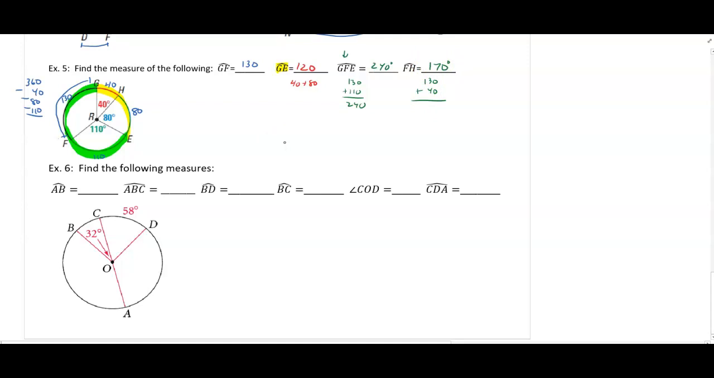If you notice, any angle or arc named with 2 points is 180 degrees or less. 3 points is 180 degrees or more.